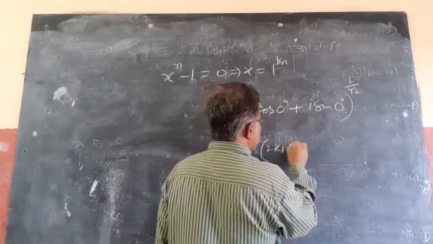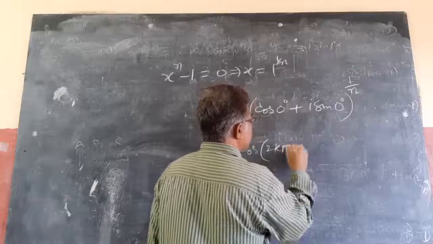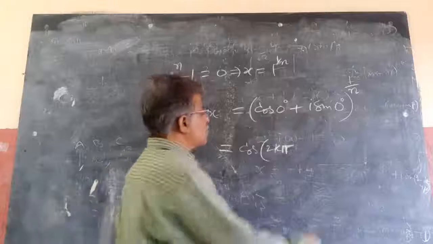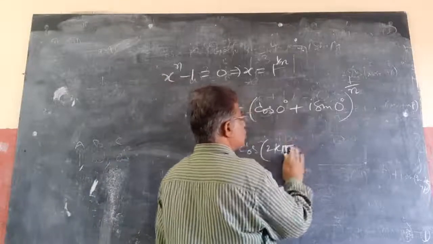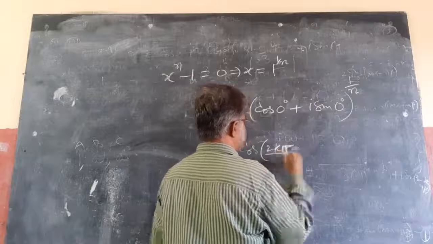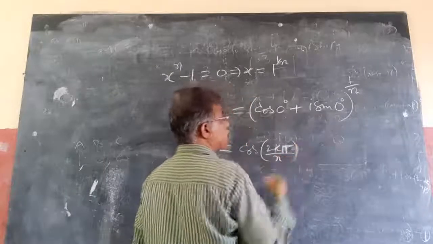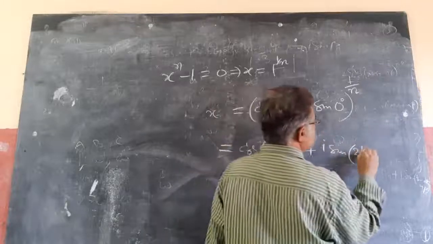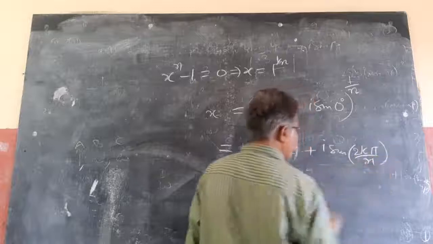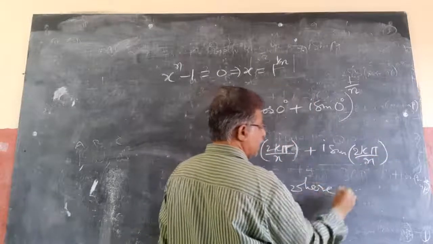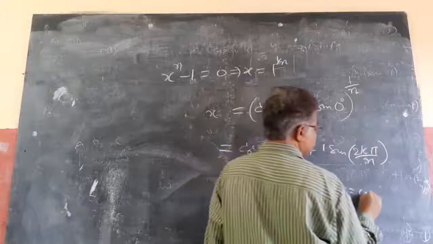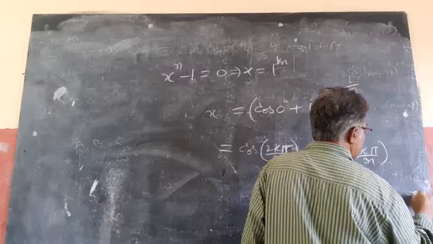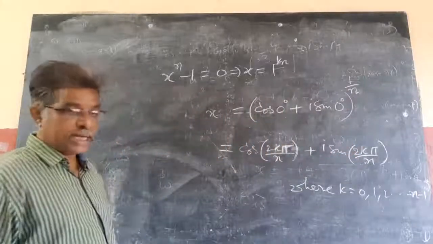already we discussed nth roots of a complex number. Using that I am doing cube roots of unity. Nth roots of a complex number is (2kπ + θ)/n, I told. So here 2kπ + θ is 0, so simply 2kπ/n. Cos of 2kπ/n plus i sin of 2kπ/n, where k equal to 0, 1, 2, 3 and so on till n minus 1.